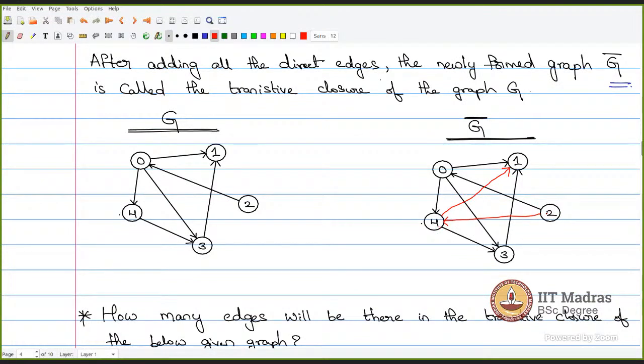So if you have a path from 2 to 4, then I add a direct edge from 2 to 4. So this particular red edge tells me that there is a path from 2 to vertex 4. So that is why I add an edge from 2 to 4. But there is no path from 4 to 2 if you observe. There is no path. So you can see here. Okay. There is no path from 4 to 2.